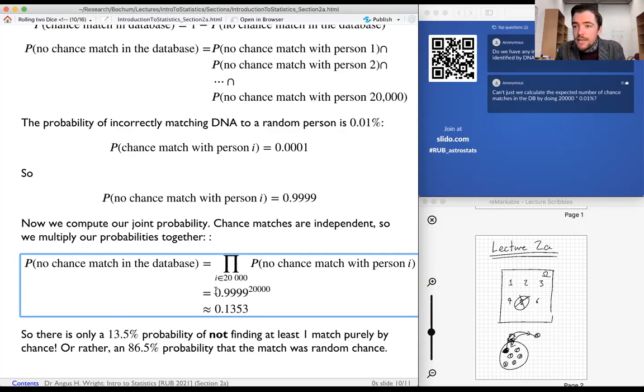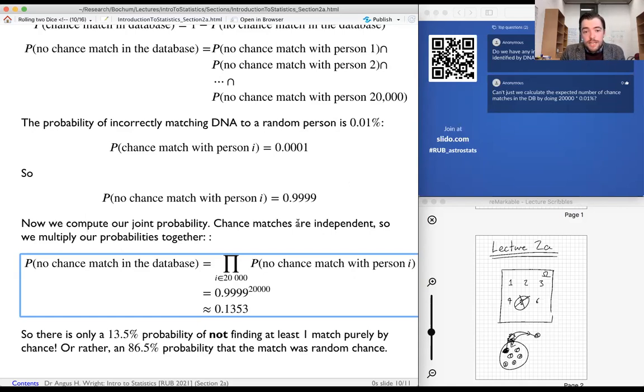Can't we just calculate the expected number of chance matches in the database by doing 200,000 times 0.0001? Yeah, that's one way of doing it. This is asking a different question. That's asking what is the number of chance matches that I expect, but we were more interested in asking what's the probability that, given I saw a match, it was by chance. It's a slightly different question, but absolutely a valid way of doing it, and there's no problem with computing it that way.